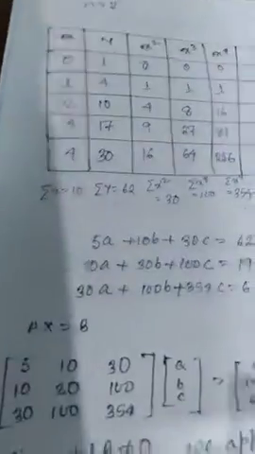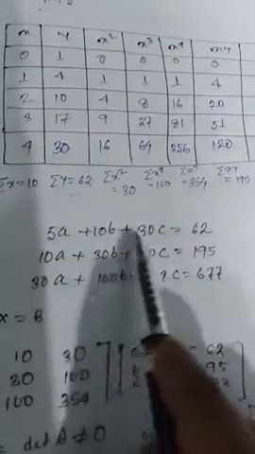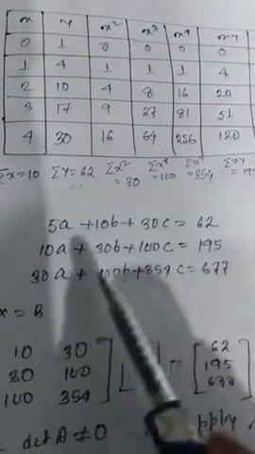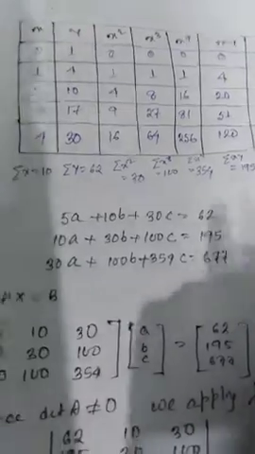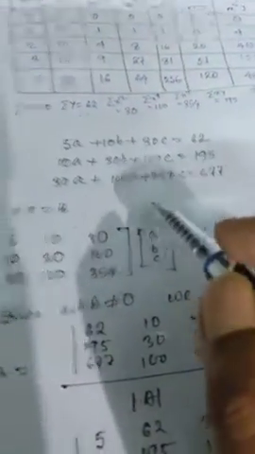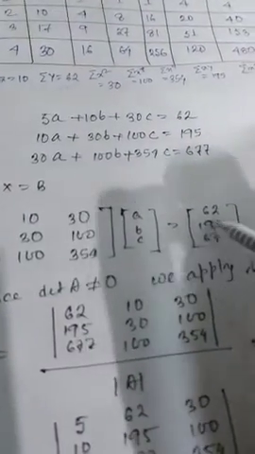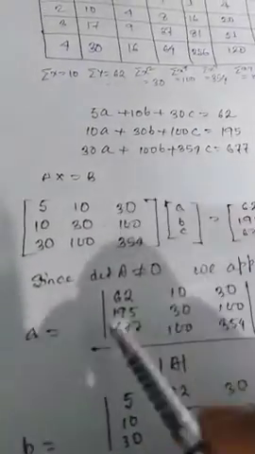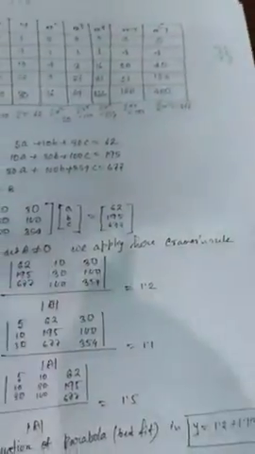Now put all these values in the given normal equations. So we get 5a plus 10b plus 30c is equal to 62, 10a plus 30b plus 100c is equal to 195 and 30a plus 100b plus 354c is equal to 677. Now we consider it as a linear system of equations Ax equals b, where A is the matrix, x is a, b, c and b is 62, 195, 677. Since we check that the determinant is not equal to 0, we can apply Cramer's rule here.